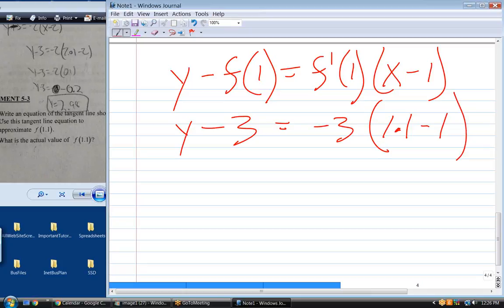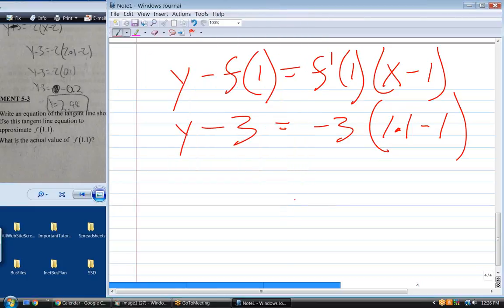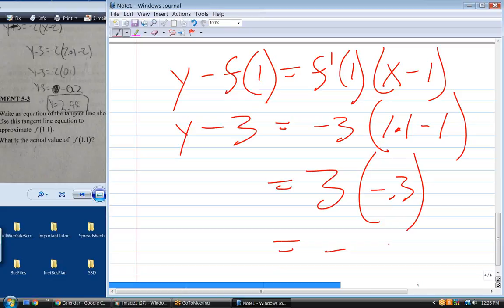And it's important to know this is not an exact value. This is an approximation. If we knew the original function, which in this case we do, we wouldn't need to approximate. We would plug in 1.1 and figure out what that comes out to be. But sometimes that's not so easy to do. So in this case, we have negative 3 times 0.1 times that. So our answer should be negative 0.9.